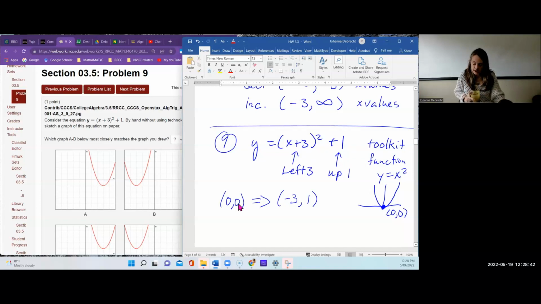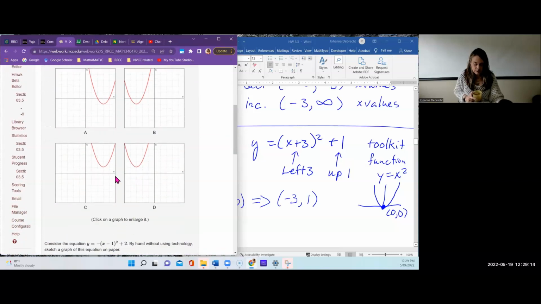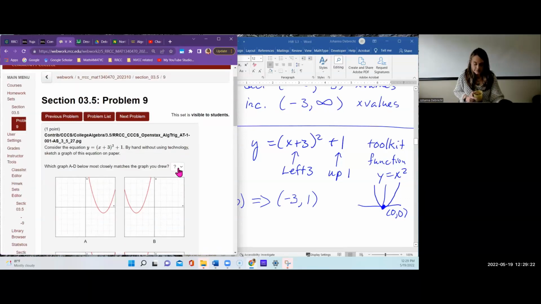Let's look at our pictures and find the one that has a vertex at -3, 1. There's no negative on the outside being multiplied by the square and no negative being multiplied by the x, so it's not been reflected over either axis. It should still be an upward opening parabola, but shifted so that the vertex is at -3, 1. This is shifted to the right, which is the wrong direction. This one is shifted left 3, down 1, but again, it should be up 1. This has been shifted to the right 3, which is the wrong direction, but this has been shifted left 3 and up 1. It must be D.